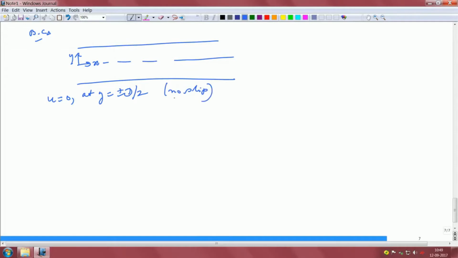Okay. The equation also can be integrated, very easily. So du/dy is equal to 1 by mu dp/dx times y plus c1.